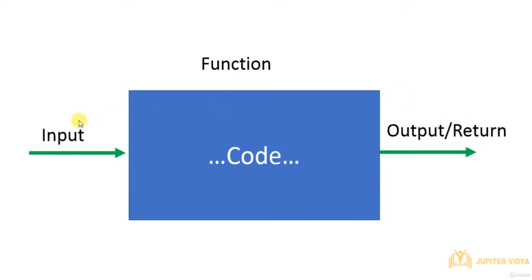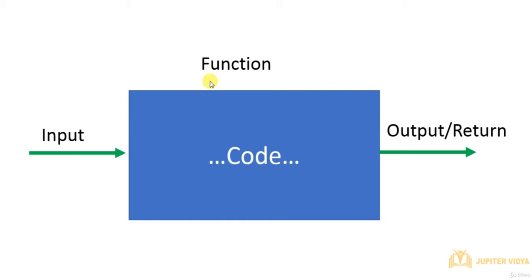For example, if we want to create a function to add two numbers, the input will be two numbers, and then we have to write the logic to add them. If you want to print, we can print. In that case there is no output or return value, but if you want to use that value in some other function, we must return it.